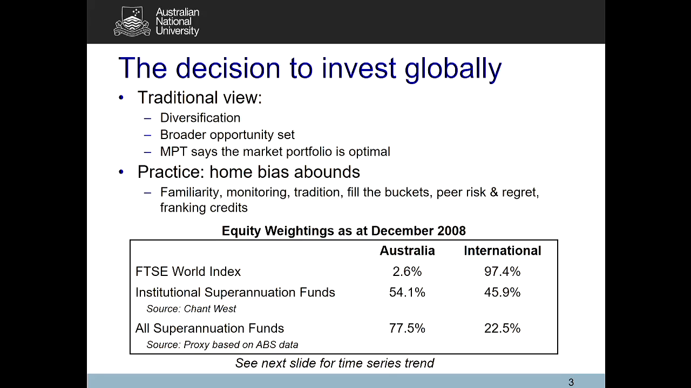The second one is a broader opportunity set, and that's particularly important given that we're in Australia. Let's think about equities right now. Let's say previously we were only investing in Australian equities. We're now going to look overseas. Why would doing that broaden our opportunity set, particularly given that we're in Australia, because our equity market's quite unique?